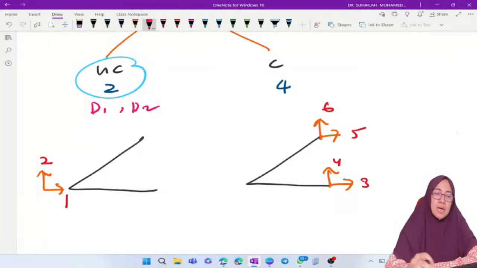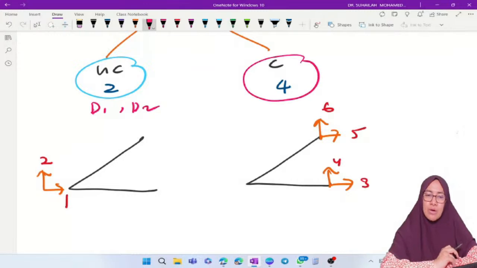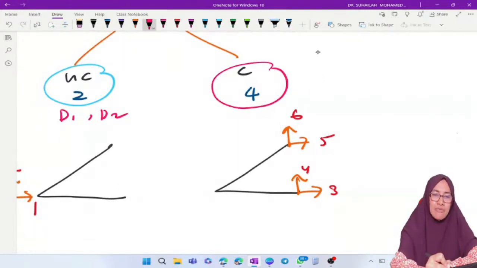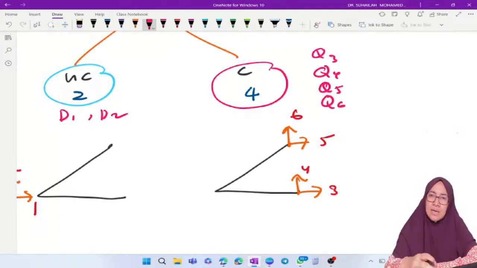And in the constraint system there are unknown reactions. The symbol is Q. There are 4 degrees of freedom, which means we will have Q3, Q4, Q5, Q6 under the constraint system.